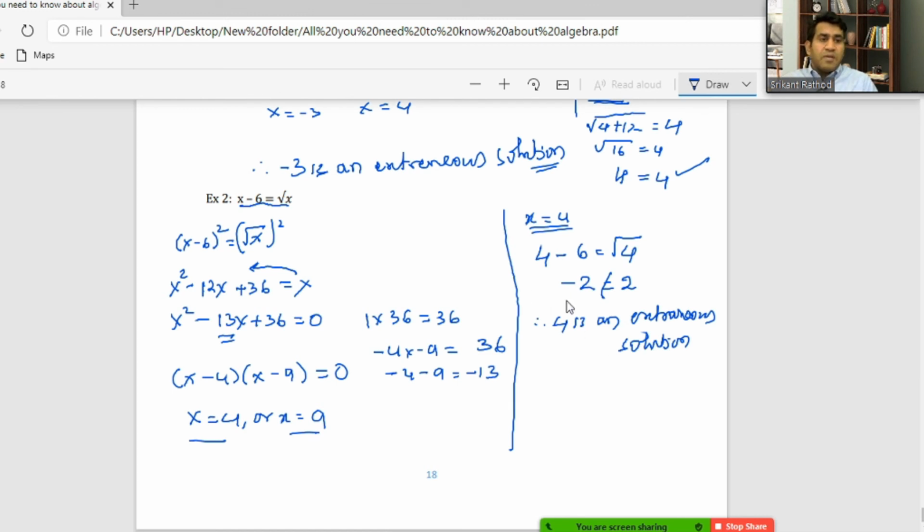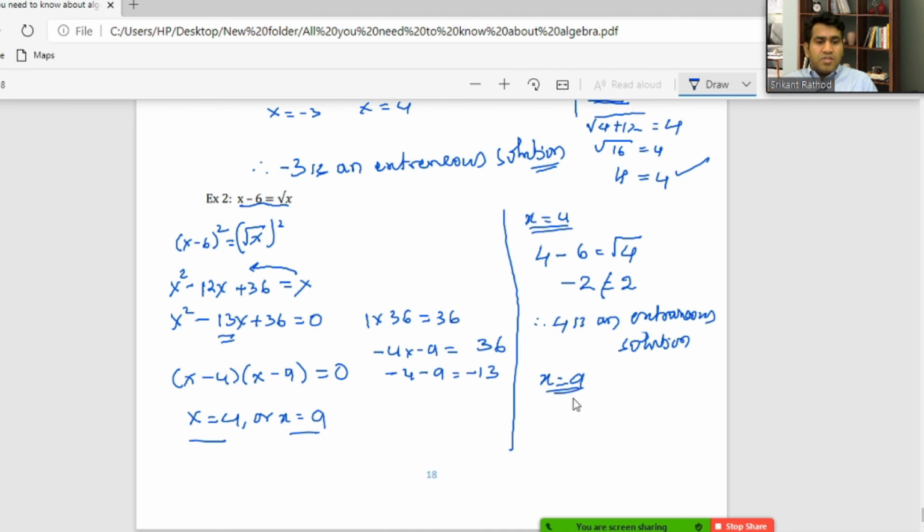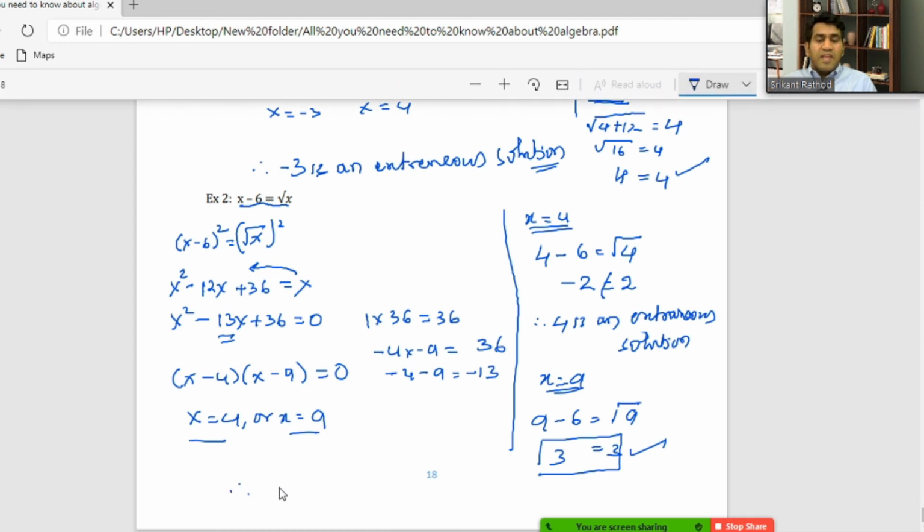Now verify the other. Sometimes both of the values may be extraneous, but just check the other. Now when the value of x is equal to 9, this becomes 9 minus 6 is equal to square root of 9. So 9 minus 6 is 3 and the square root of 9 is also 3. So 3 is equal to 3 and this is true. So we say 9 is the true value, but 4 is extraneous. Therefore the extraneous solution here is 4. So this is how you solve for an extraneous solution. All right, so that's it for today. Thank you so much.